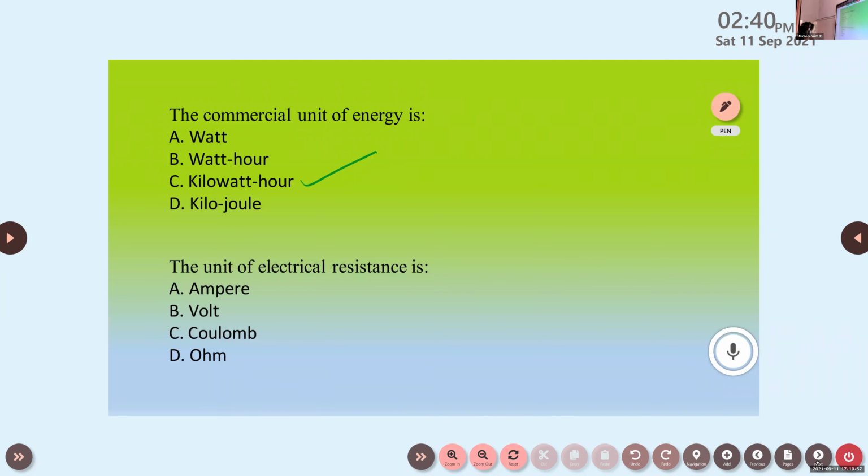The next question, I think it is a repeated question. The unit of electrical resistance is ohm. We have already discussed this question here. So that question is rejected. Okay.